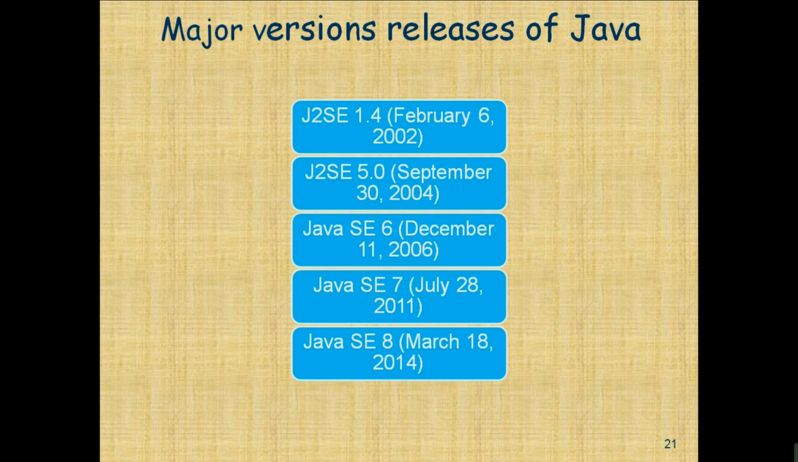Java Standard Edition 7 is also one of the major releases, which happened on July 28th, 2011, and currently we are on Java 8. Java 8 is one of the major releases that happened on March 18th, 2014. So as a summary, Java 1.4, 5.0, 6, 7 and 8 are major releases.